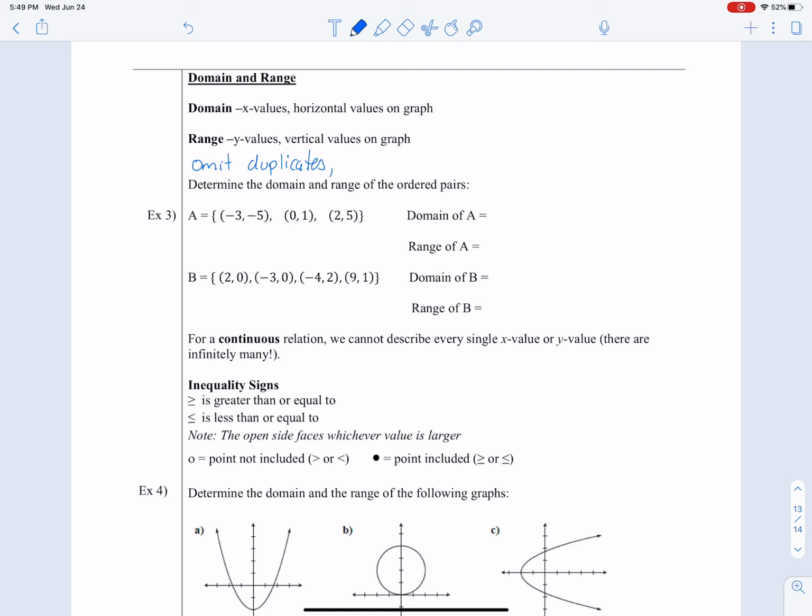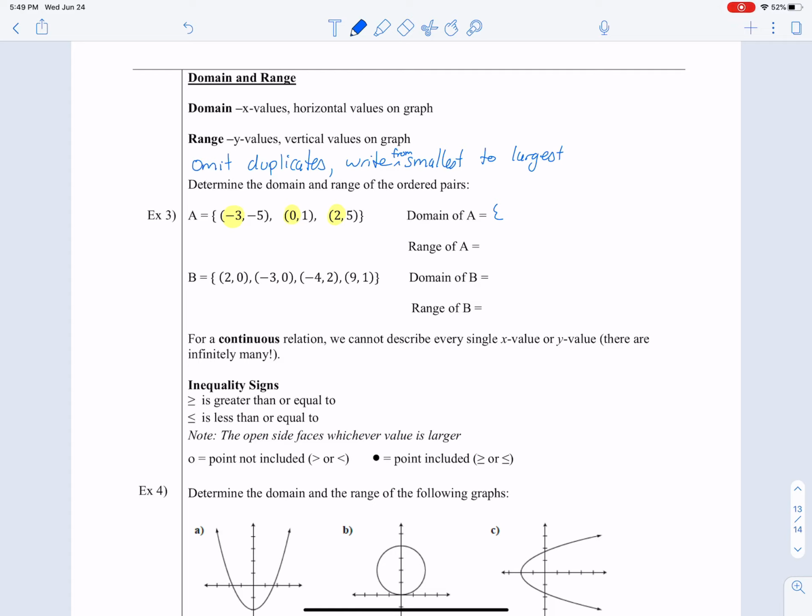And we write the domain and range from smallest to largest. Right, from smallest to largest. Okay, so here, remember domain is x, so we're going to focus on our x values, and we're going to write them from smallest to largest.